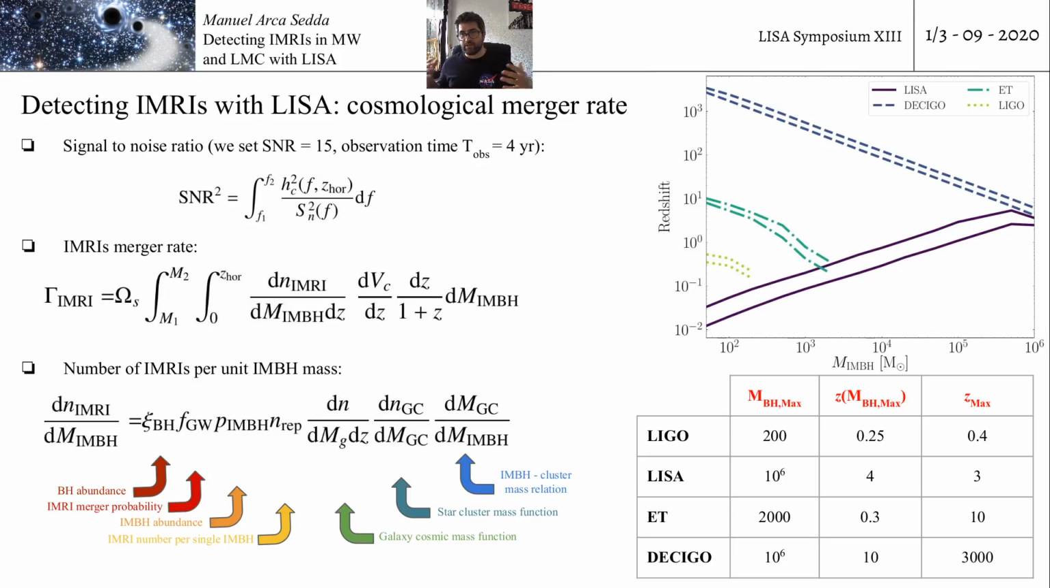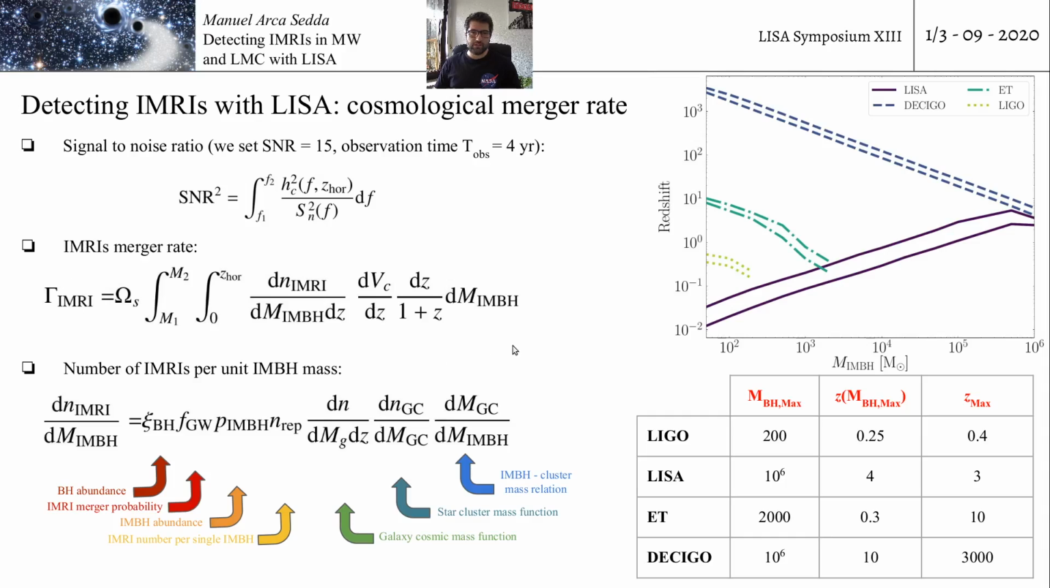Nonetheless, we can go further out, but for doing this, we need to calculate the horizon redshift, which is the maximum distance we can reach with a gravitational wave detector. And in doing this, we assume a signal to noise ratio threshold of 15 and an observation time of 4 years. And we calculated this horizon redshift for different detectors. You can see here a summary of the findings. And then we can use this horizon redshift to evaluate the merger rate for IMRIs.